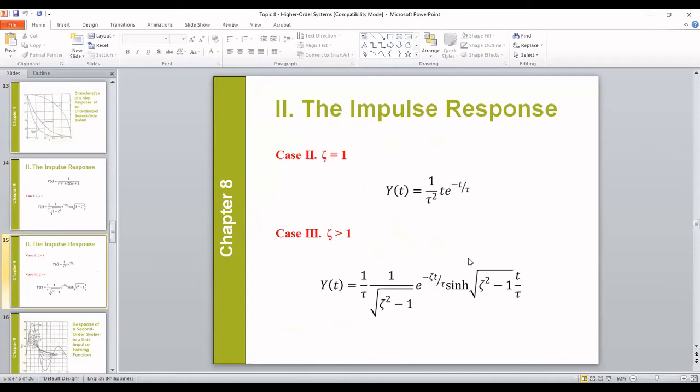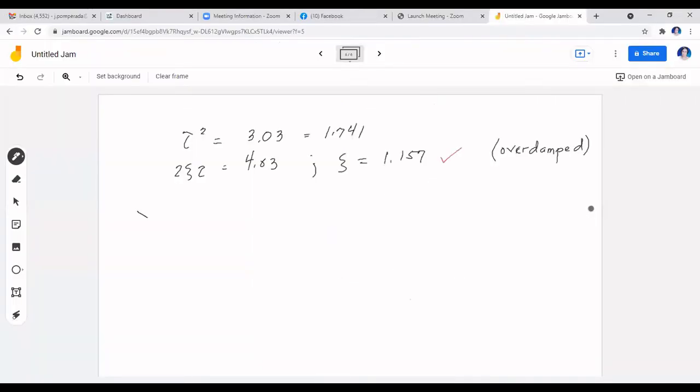Okay? Where's my cell phone? So we will use this particular equation in determining our H2 of T then. So we'll just take a picture that way it will be easier to substitute later. Okay, so we will use this one. So we're going back to the Jamboard. And we will use the y of t response equation that we have there. This response equation, by the way, class, is for a unit impulse forcing function. So there's a need for us to multiply it with 5 later.